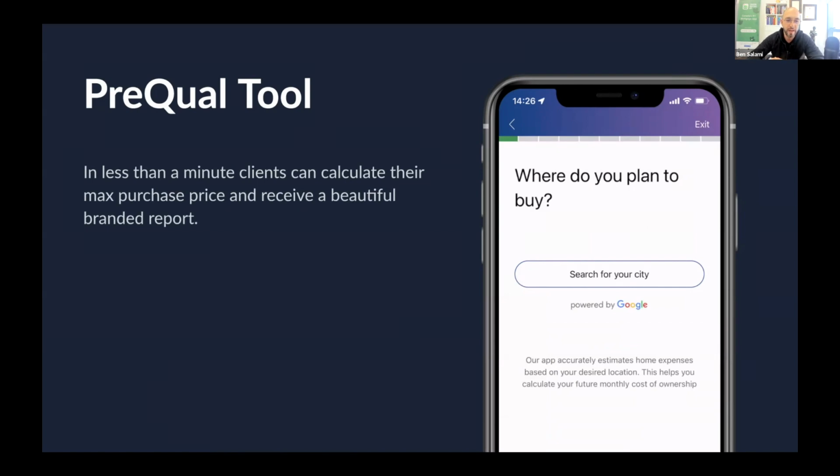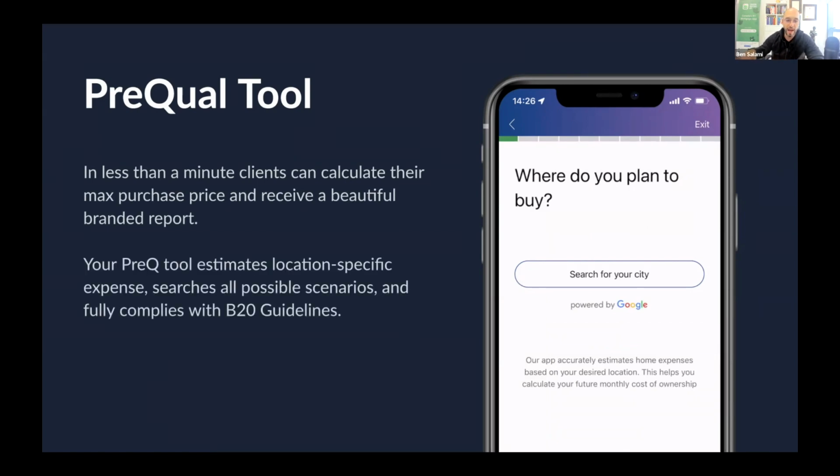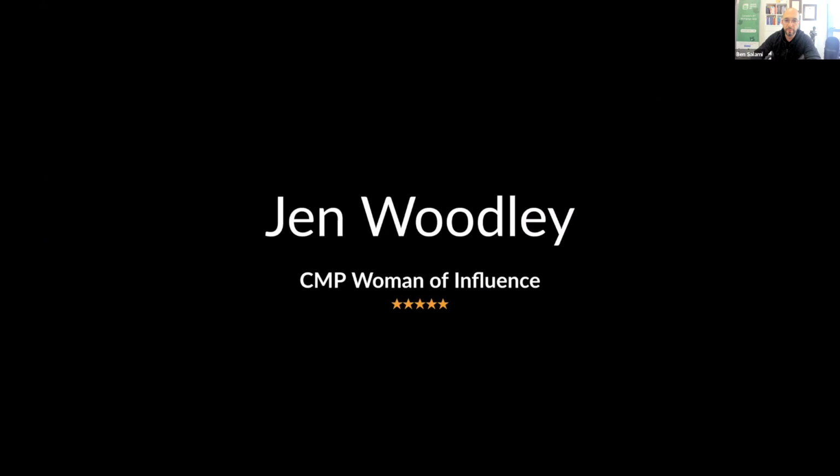Your pre-qual tool actually searches all possible scenarios and tries to maximize the purchase price for that client. It fully complies with the B20 guidelines, and if you don't know what that is, our stress test. It also estimates location-specific home expenses, which Nadine will show you in a bit. At the end, you also get notified in real time with all the information that the client has completed so that you can follow up and help your client even further.